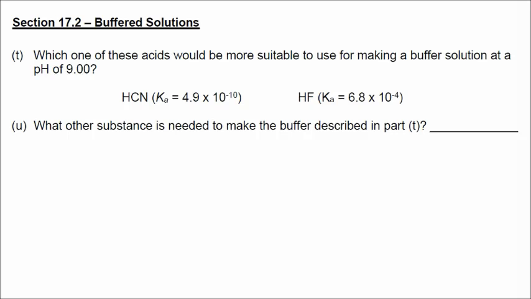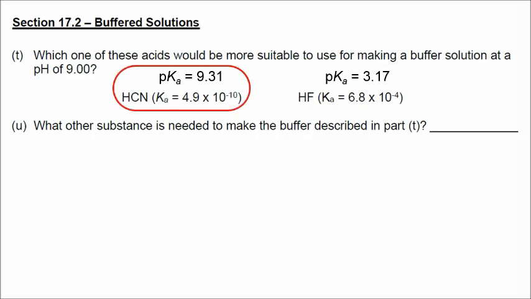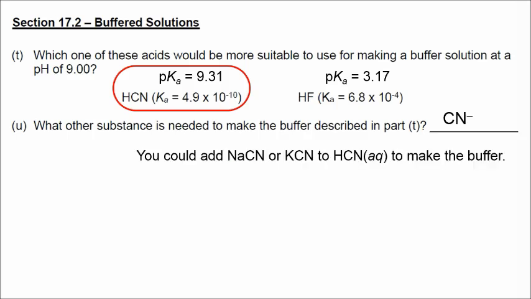Here we have two acids, hydrocyanic acid and hydrofluoric acid. The pKa of hydrocyanic acid is 9.31. The pKa of hydrofluoric acid is 3.17. And remembering that the pH range is plus or minus 1 pH unit on either side of the pKa, if you wanted to make a buffer solution at a pH of 9, hydrocyanic acid would be a better choice because its pKa is closer to 9. The other component you would need to make this buffer is the cyanide ion, which, if you had to add that to the solution, you might just find a source of cyanide. Perhaps sodium or potassium cyanide would be added to a solution of hydrocyanic acid to make the buffer.